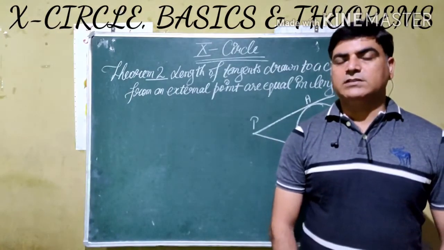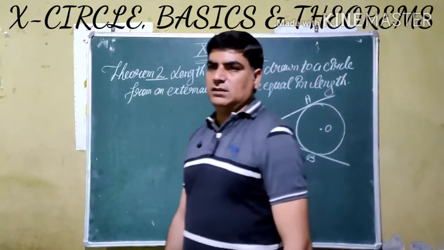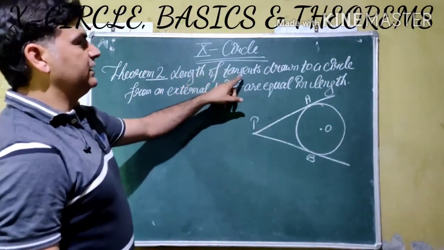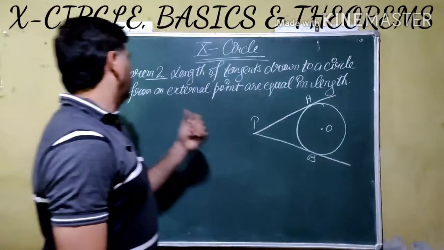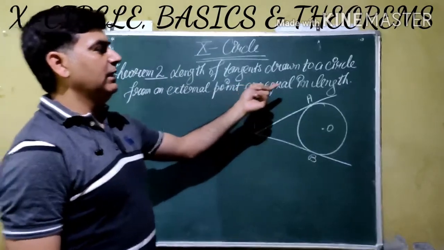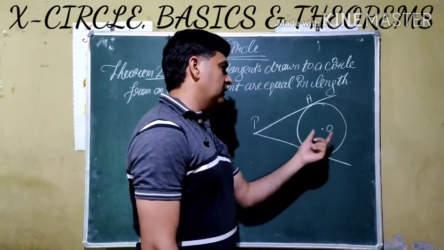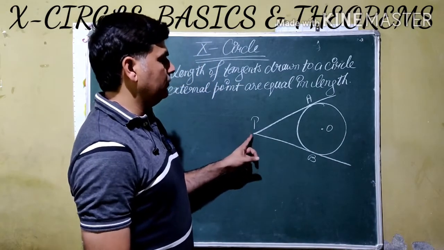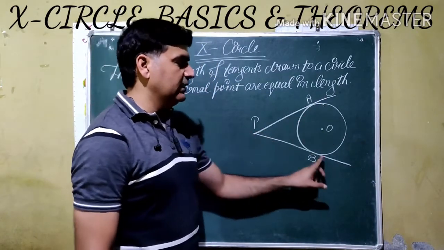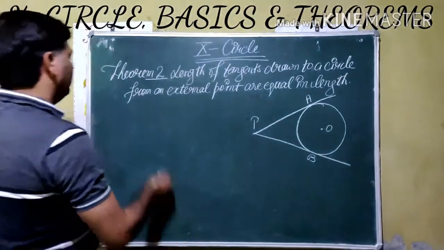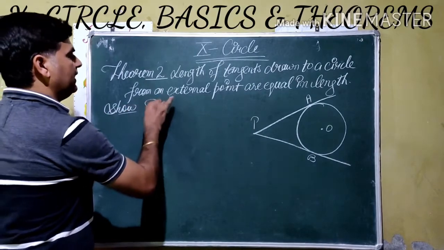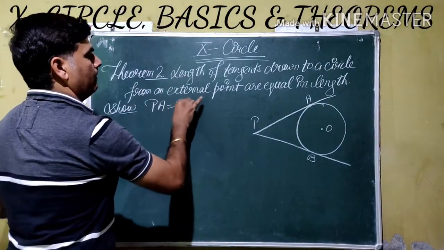Now we are going to discuss the second theorem of the chapter Circle of class 10th. The theorem is: the lengths of tangents drawn to a circle from an external point are equal in length. If you see here, we have drawn a circle with center O. P is an external point from where tangents are drawn. The first tangent is PA, the second tangent is PB. Here we have to show that these two lengths PA and PB are equal.